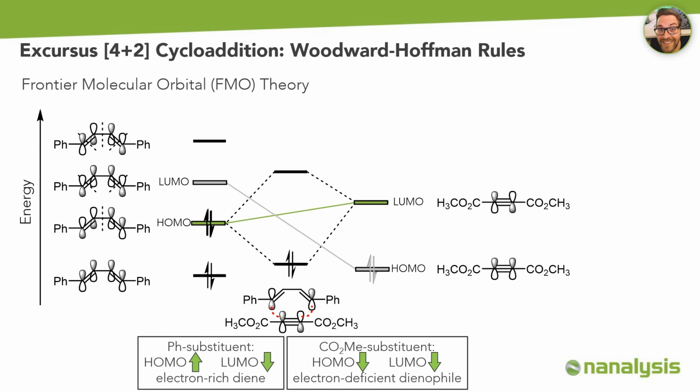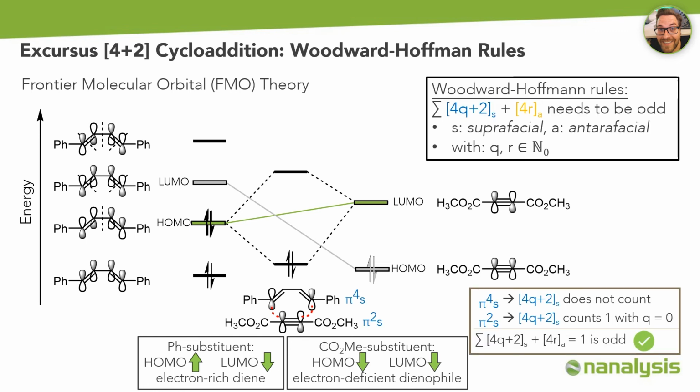The HOMO of the electron-rich diene interacts with the LUMO of the electron-deficient dienophile, as this energy gap is smaller than the one between the LUMO of the diene and the HOMO of the dienophile. For inverse electron demand systems, this is just the other way around. Because of the orbital coefficients of the diene and the dienophile, the interaction proceeds suprafacial, which is allowed by the Woodward-Hoffmann rules.